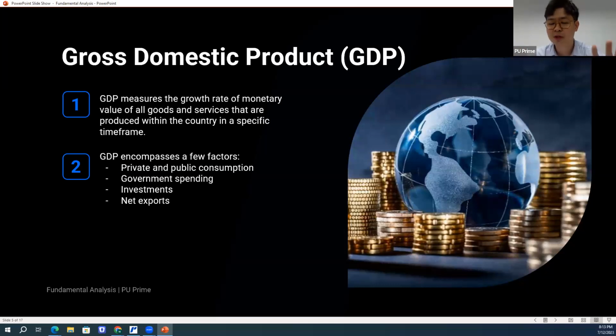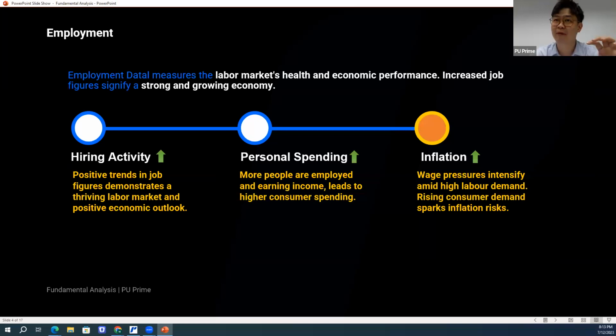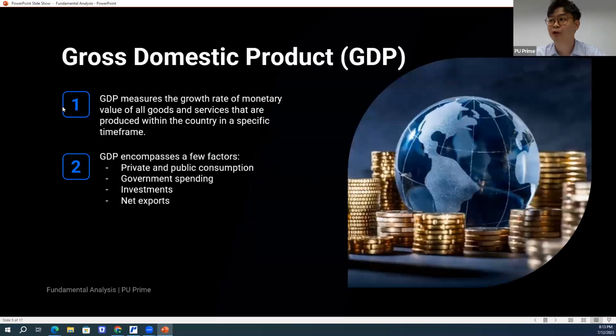That's it. There is no special name for GDP. GDP is just GDP. Compared to employment, we do have non-farm payroll, initial jobless claims, unemployment rate, things like that. But GDP is just GDP. So very simple: GDP is linked to the country's profit.